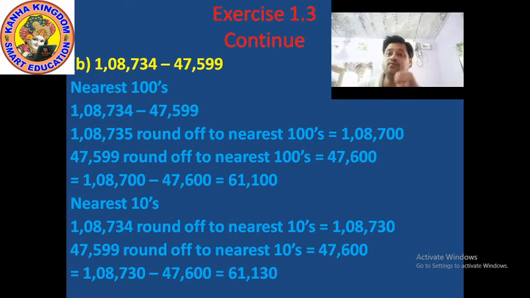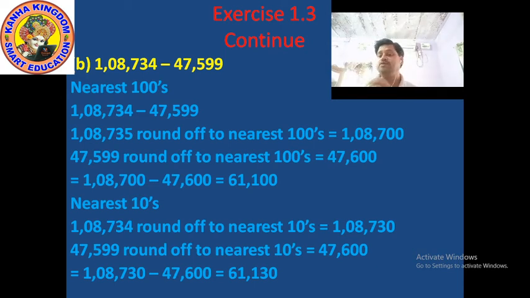So when you converted 47,599 rounded off to the nearest 10, it becomes 47,600. Okay, clear? Now you know both the numbers rounded off to the nearest 10 become 1,08,730 minus 47,600. Now you have to subtract. So the bigger number is 1,08,730 and the smallest number is 47,600.